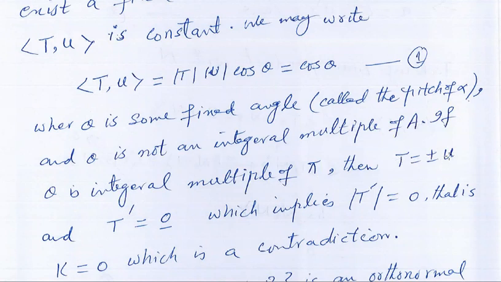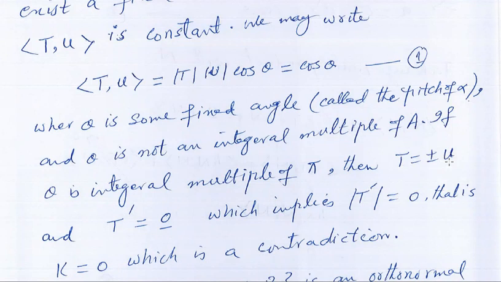Here t is equal to u means that because t is a unit vector, u is also a unit vector. And if theta is equal to 0 between t and u, then the direction of u and t is the same. Therefore, t is equal to u. And if theta is equal to pi between t and u, then they are in opposite directions and t is equal to minus u.